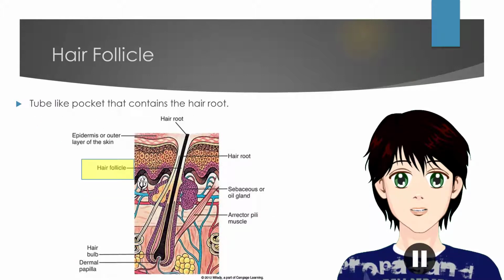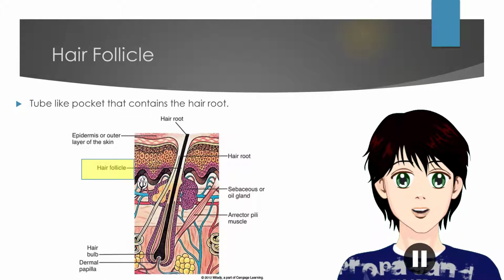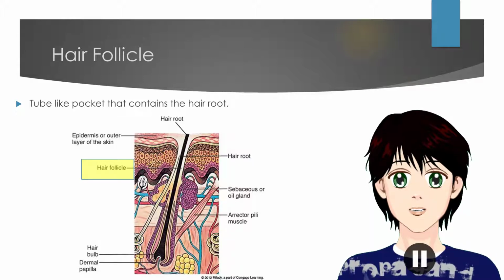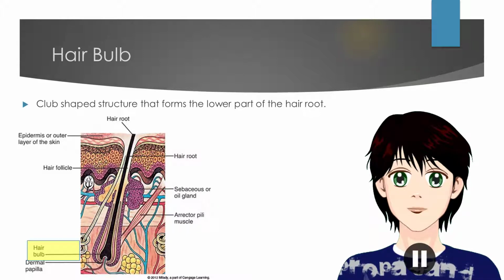The hair follicle is the tube-like pocket that contains the hair root. Hair follicles are found on all parts of the body, except for the palms of the hands and the soles of the feet. The hair bulb is the thickened, club-shaped structure that forms the lower portion of the hair root. The hair bulb fits over and covers the dermal papilla.